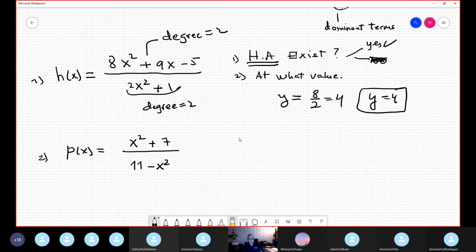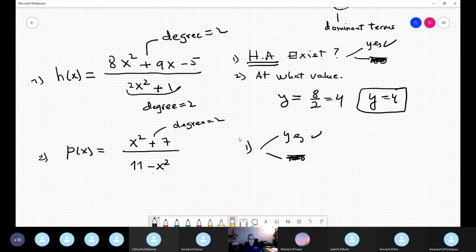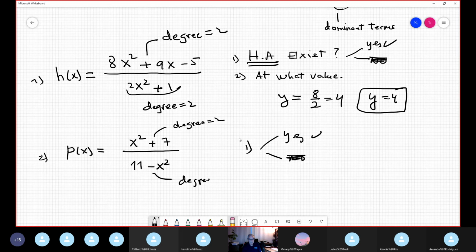This is the idea. Who helped me with the second one? Same question. Do we have one, yes or no? Yes. Why? What is the degree of the polynomial at the top? 2. What is the degree of the polynomial at the bottom? 2. I put it in a different order to confuse you, but it's 2. It's the higher exponent, right? So my question is, at what value is the horizontal asymptote? Y equals something.